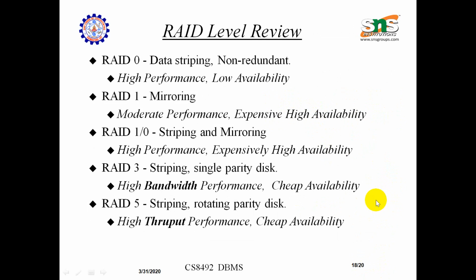Next, RAID level review. First, RAID 0: data striping, no redundant data, that means there is no duplication, so high performance, low availability. RAID 1: mirroring, moderate performance, expensive, high availability. RAID 1+0: striping and mirroring, high performance, expensive, high availability. RAID 3: striping and single parity check, high bandwidth performance, cheap availability. RAID 5: striping and rotating parity disk, high throughput performance and cheap availability.